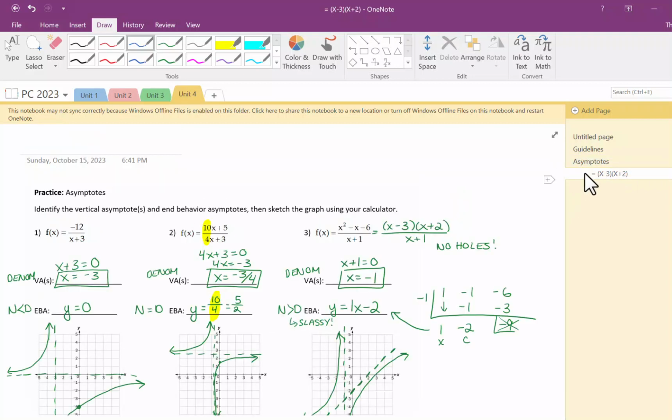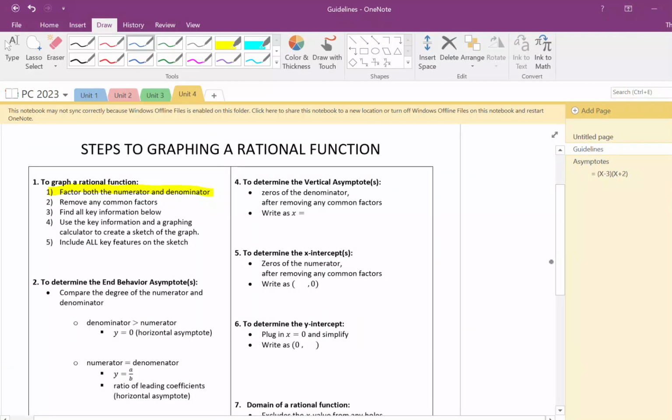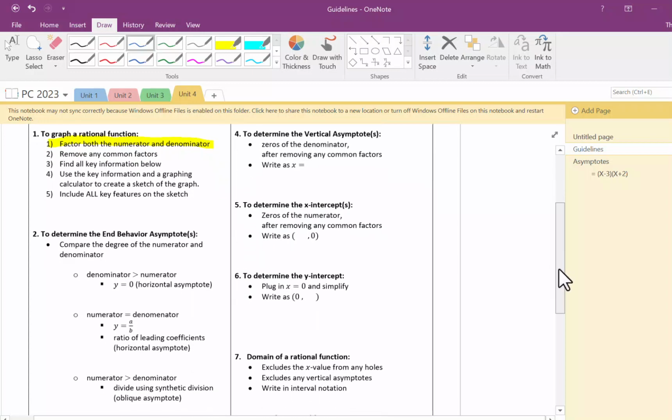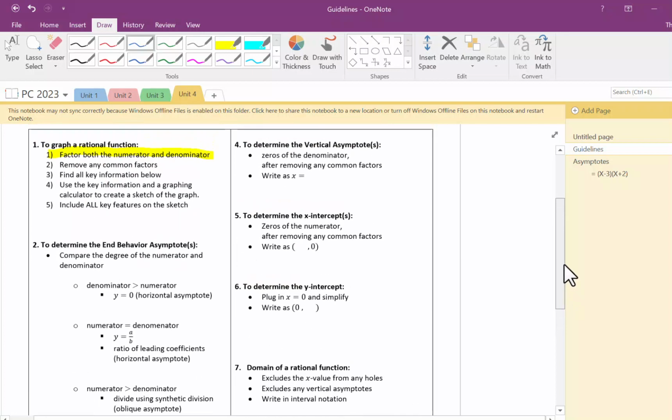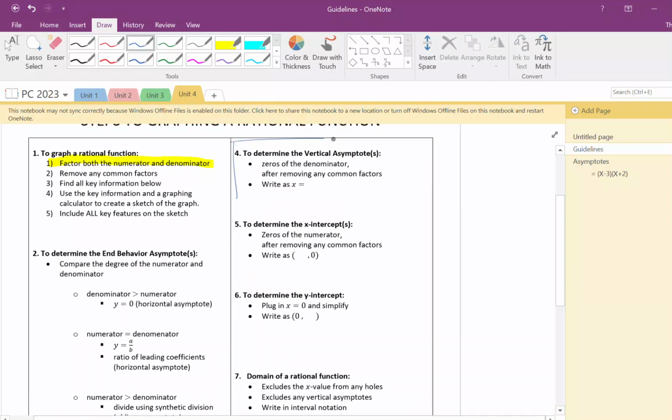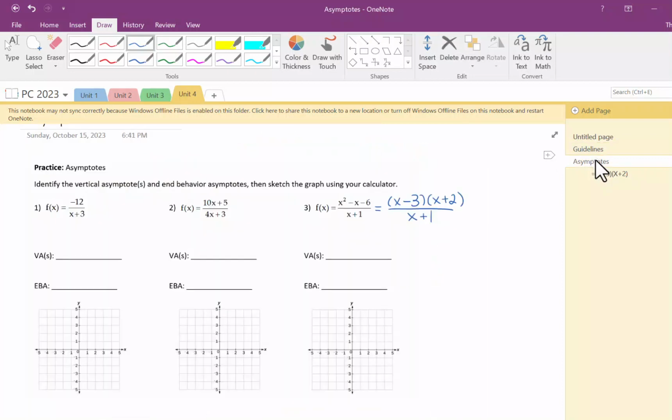So let's go ahead and look at what it says for our end behavior asymptotes and our vertical asymptotes. It says over here, step number 4, since that's listed first, let's go ahead and do that. So to determine the vertical asymptotes, we find the zeros of the denominator after we remove common factors. So again, we said there are no common factors. There was nothing we can cancel out in the numerator and the denominator in any of these problems. So we are just going to look for the zeros of the denominator.